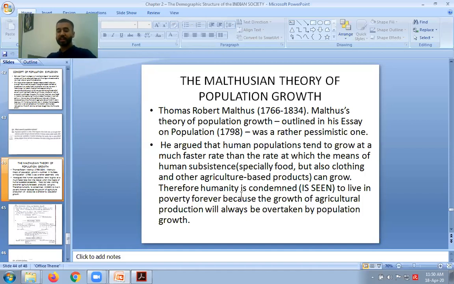So what he said in this theory is that human population is growing at a much faster rate. But on the other hand, the human subsistence resources that human beings need are not growing at such a fast rate. So he was actually worried about this situation, and that's what he tried to express in his theory. All right, now we're going to go to the next page.